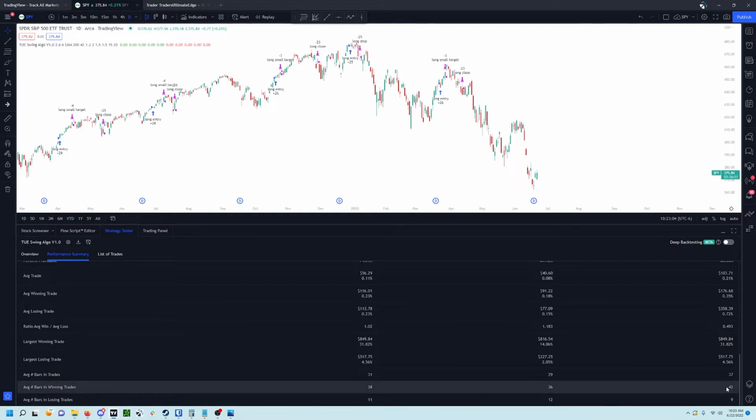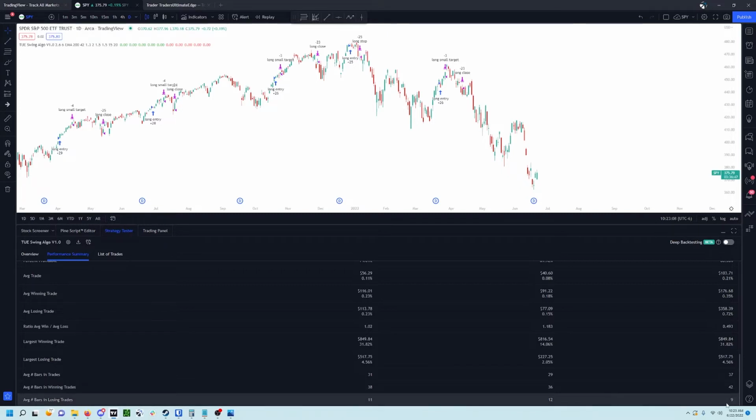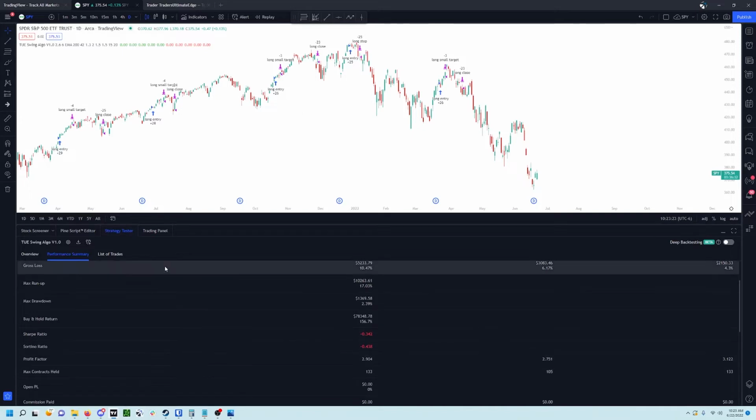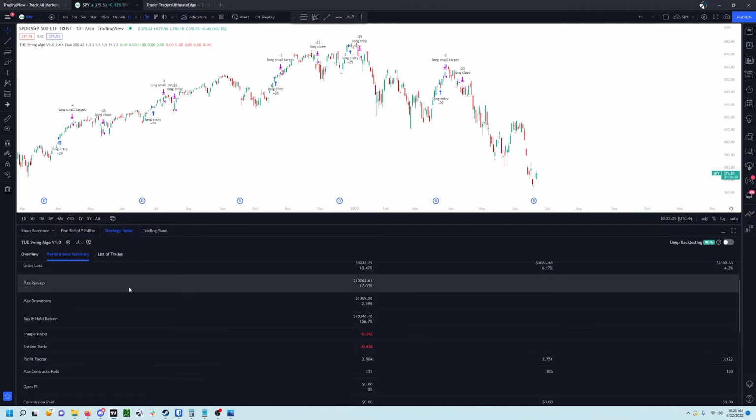Average bars in winning trades are 42 days. Average bars in losing, only 9. And this is very important because it gets us out of losing trades quickly. It does not hold us in these trades and cause us big losses. That's why our profit factors are nice and high. And that's one of the things that we want to be aiming for.